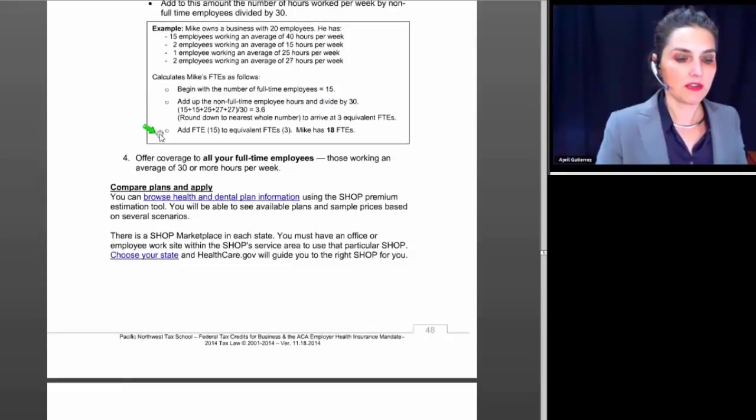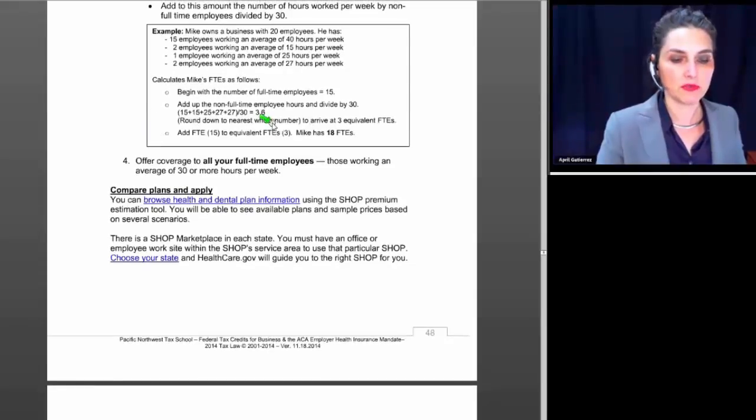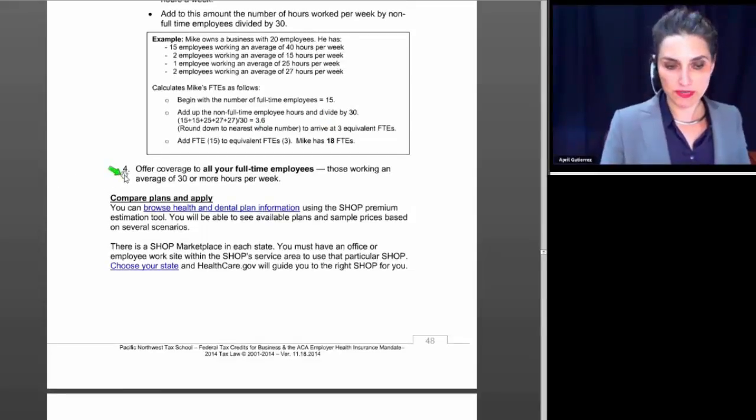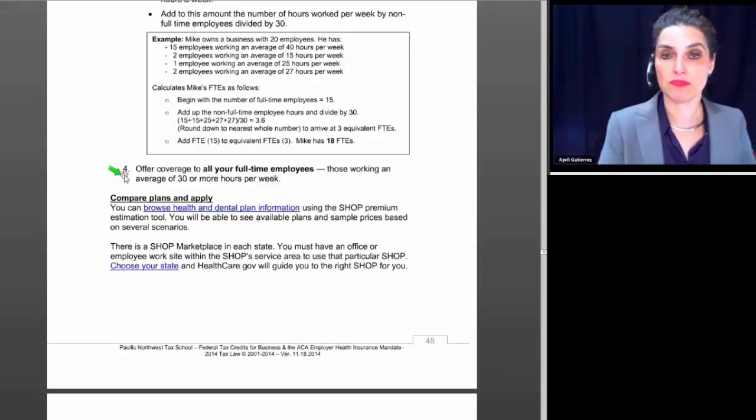So how many equivalent full-time employees does he have? Well, he has 15 full-time plus 3 equivalent full-time. That leaves him with 18 FTEs for the year. He is considered to be a small employer. He is not required to offer any health insurance coverage to his employees at all.